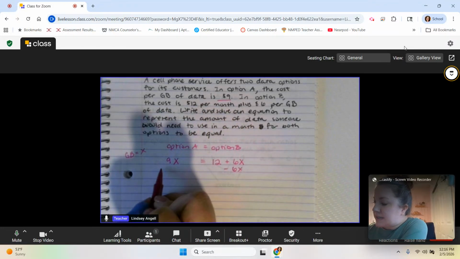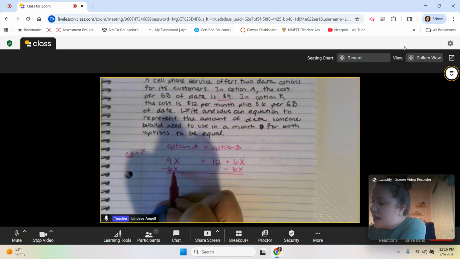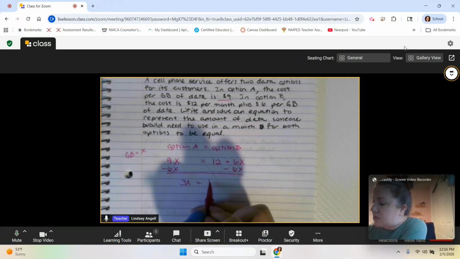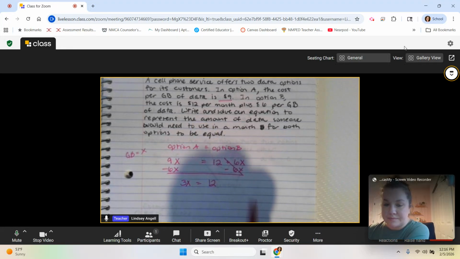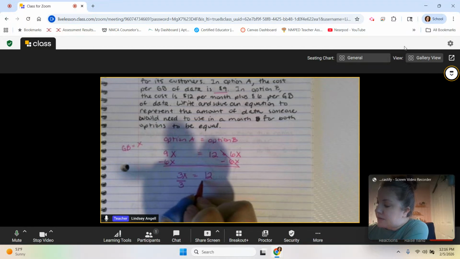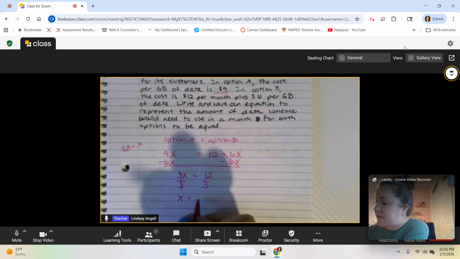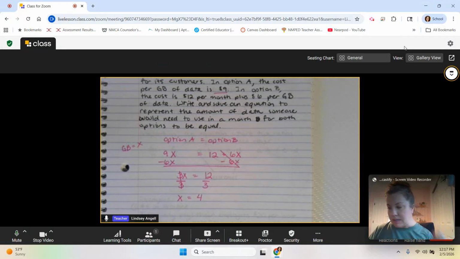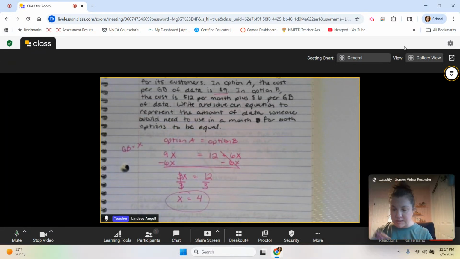So 6x gets subtracted from both sides. 9x minus 6x is 3x. We've still got this 12. And then 6x minus 6x is 0, so those cancel out. Divide both sides by 3. On the left we have x, and then 12 divided by 3 is 4. So someone would have to use 4 gigabytes of data in order for both plans to be equal pricing. Okay, that's what that represents.